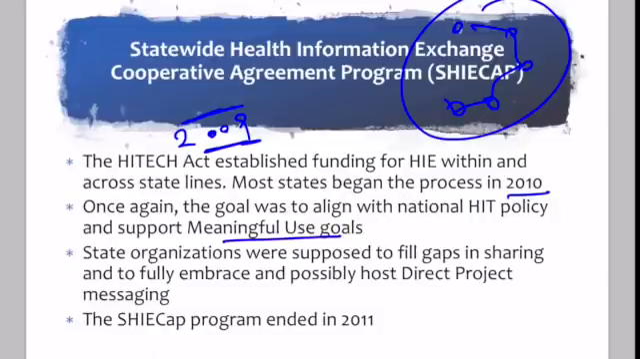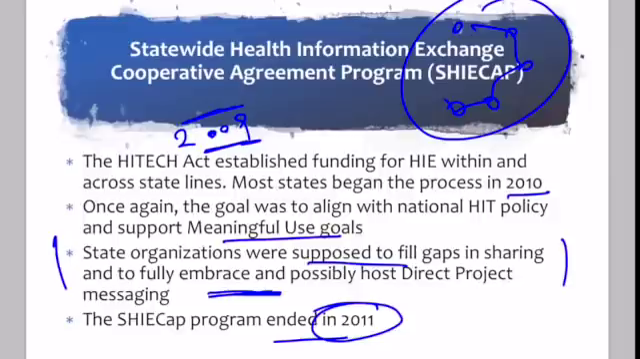State organizations were supposed to fill gaps in sharing and fully embrace and possibly host Direct Project messaging. They started that, and they were helping in exchanging that information. This project ended in 2011. Why it ended, and what the ONC, the federal Office of Health IT, is currently doing, you can get this detail from this link.